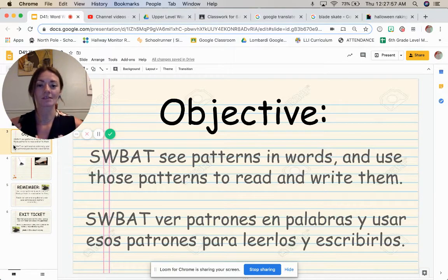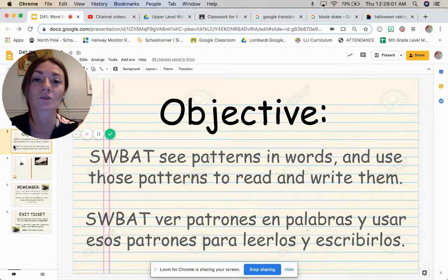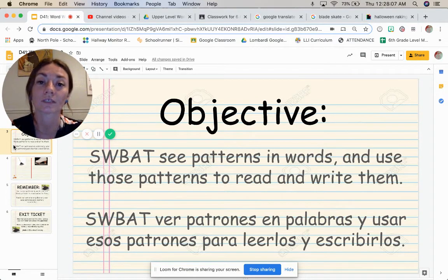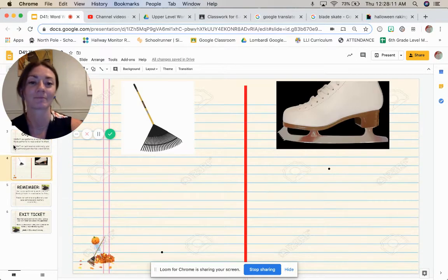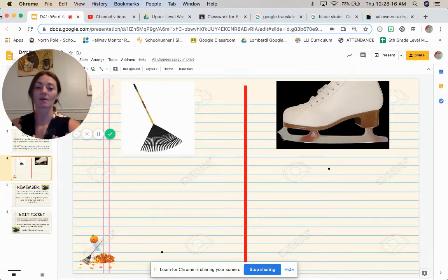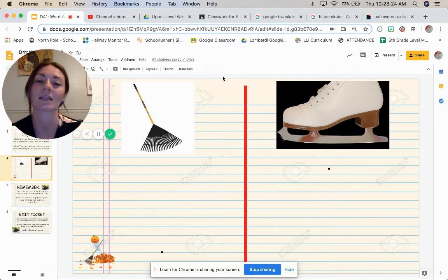So today, our objective is that scholars will be able to see patterns in words and use those patterns to read and write them. Here's what I'm talking about. So, right over here on the left side of our page that I'm circling is a picture. Can anybody tell me what that is a picture of?